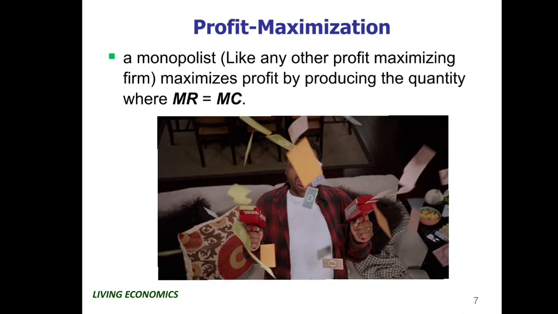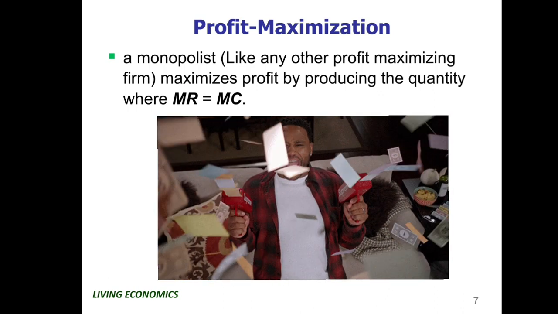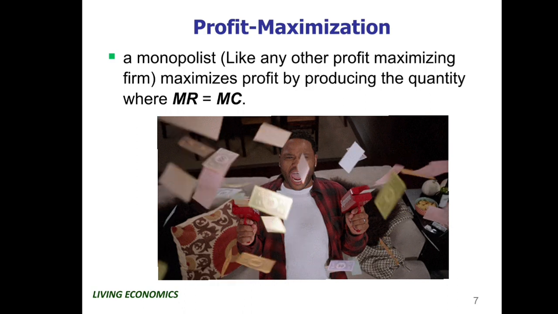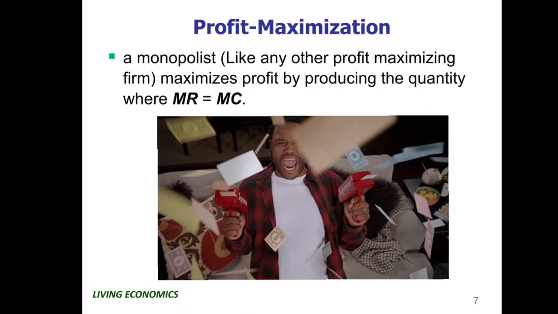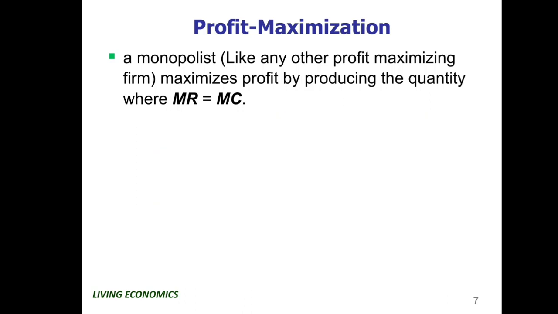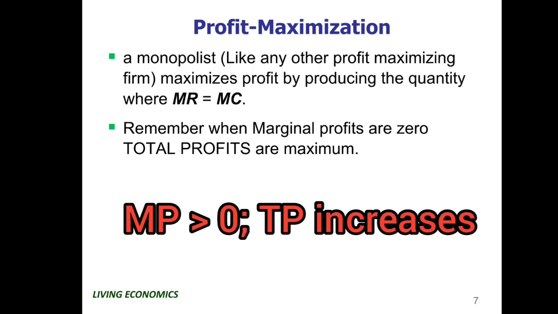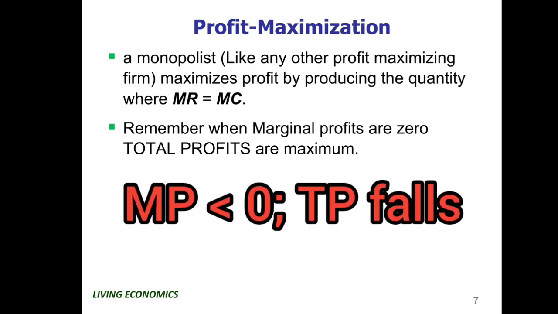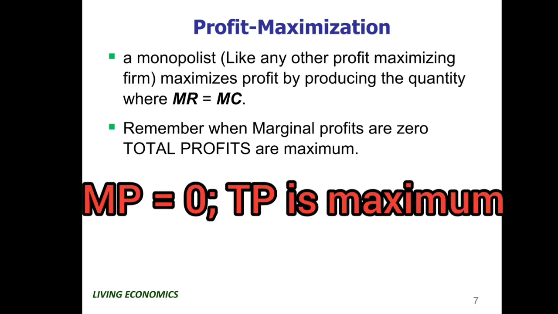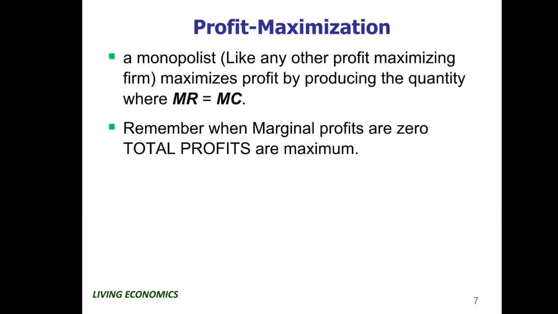A monopolist, like any other profit maximizing firm, would maximize profit by producing the quantity where marginal revenue is equal to marginal cost, because we already understand the relationship between total and marginal. When marginal profit is some positive number, total profit increases. When marginal profit is negative, total profit decreases. Therefore, when marginal profit is zero, total profit is maximum, and that is why marginal profit will be zero when MR is equal to MC.